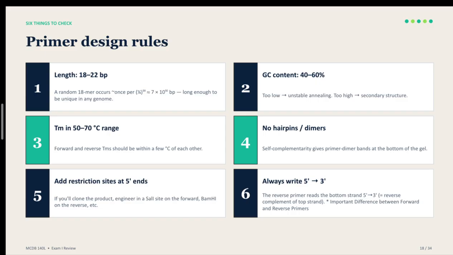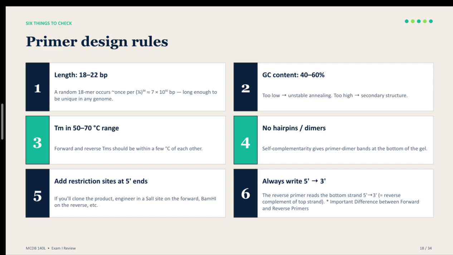You also want to make sure it's not too low, because then you have unstable annealing, which means you get a lot of different products that you don't want. So a TM in the range of 50 to 70 is pretty optimal most of the time. Again, there's variation from that, but generally speaking, that's how it goes.